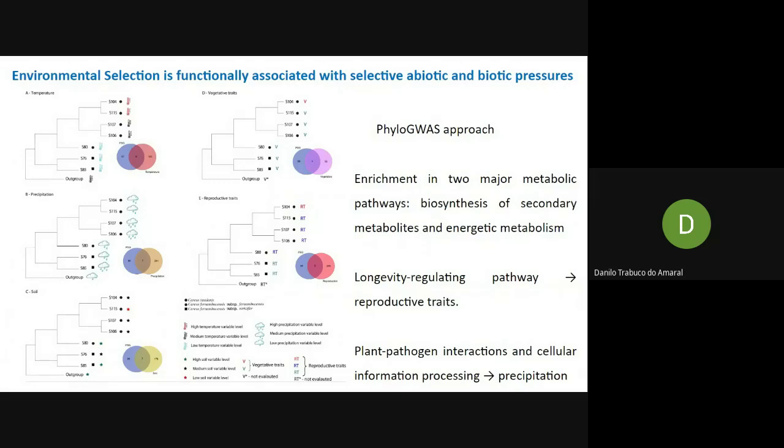When we performed our phylogenetic approach, we observed some abiotic and biotic pressures in those species, and they are associated mainly with 2 major metabolic pathways: biosynthesis of secondary metabolites and energetic metabolism. And when we look at abiotic and biotic traits separately, we observe a longevity regulation pathway present in reproductive traits, and when you choose a precipitation abiotic trait, we observe plant-pathogen interaction and cellular process information.